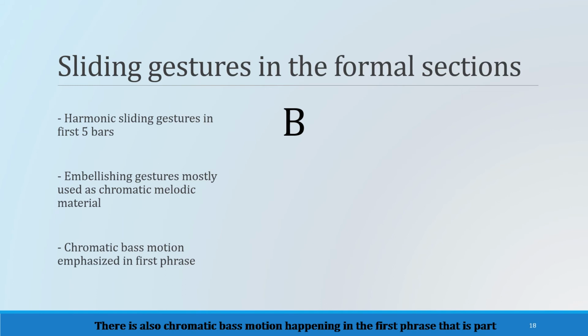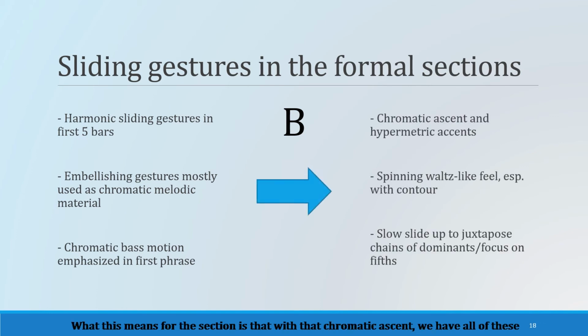There is also chromatic bass motion happening in the first phrase that is part of these harmonic gestures that really gives a drive to a high point. What this means for the section is that with that chromatic ascent, we have all of these hypermetric accents that occur in measures 1 and 3 and 5. That's that stress and unstress going on.